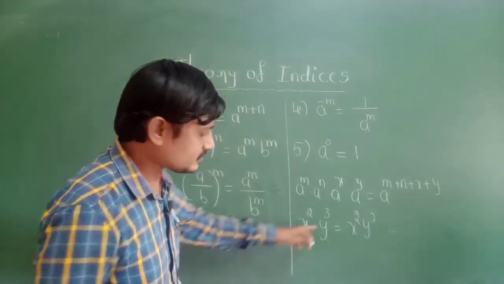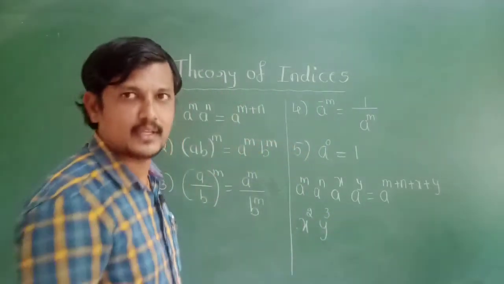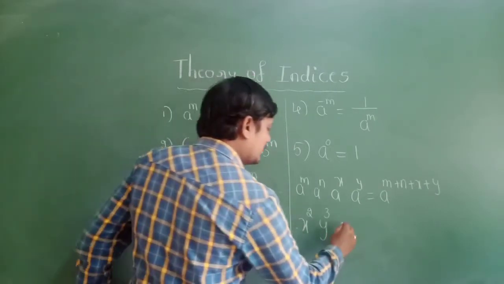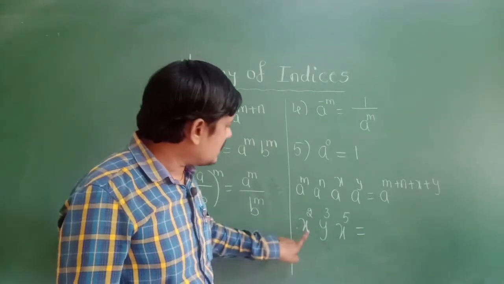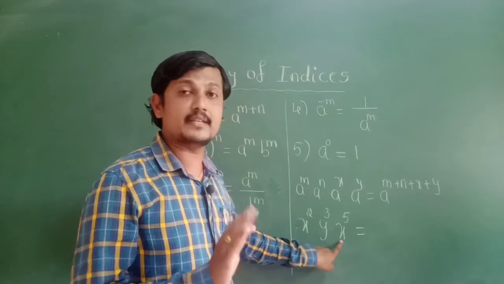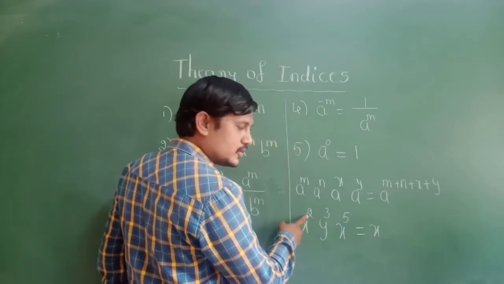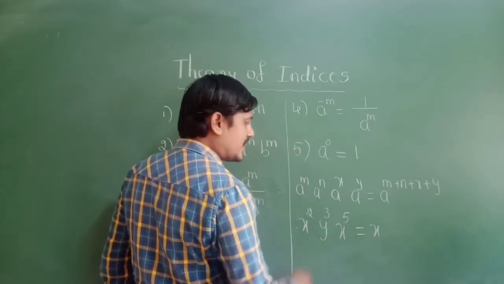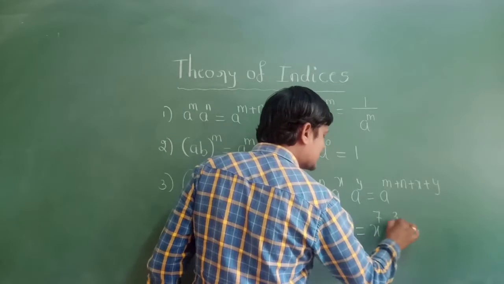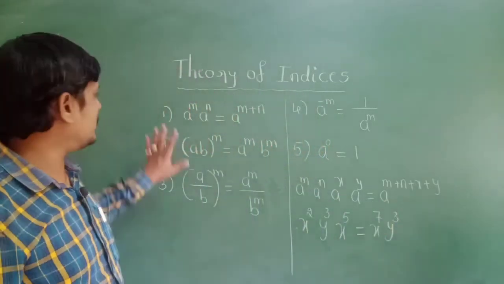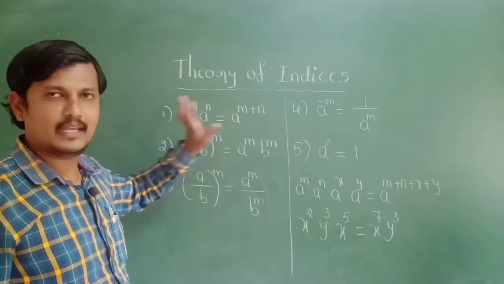Instead of this, after y cube, if another term is there, x to the power 5, then here also x is there, the base is same, so you can add the power. What is the power here? 2 and here 5. 2 plus 5, 7. But the y term is a single term, therefore it stays as it is, that is y cube. Therefore the first result means if the base is same, then we can add the power.